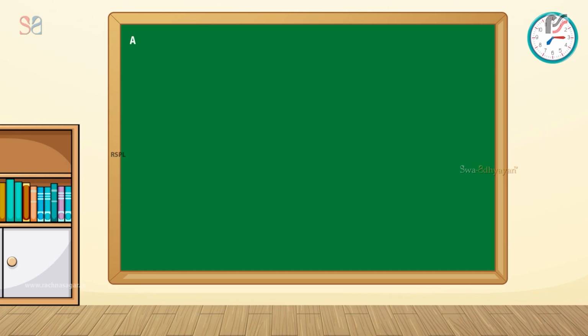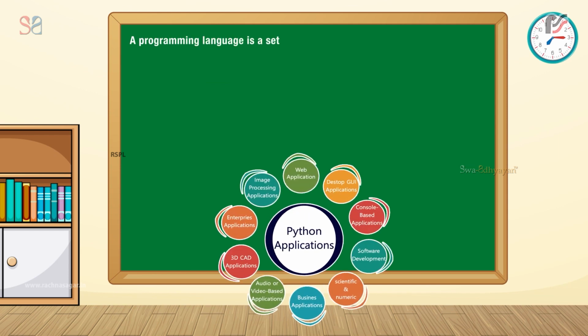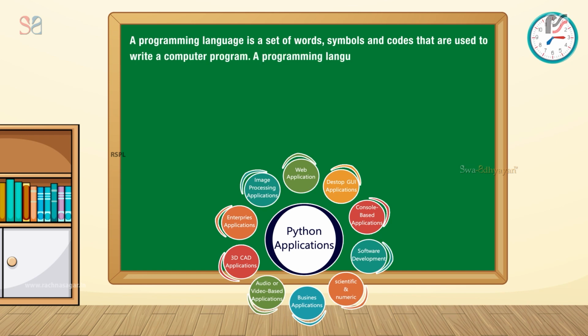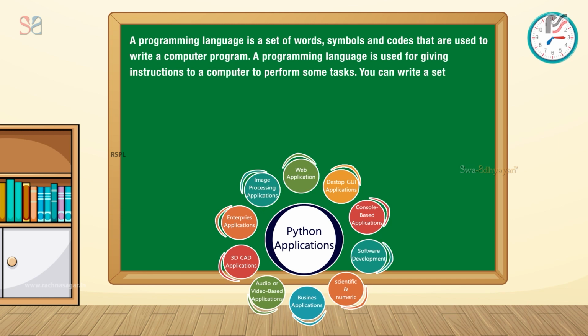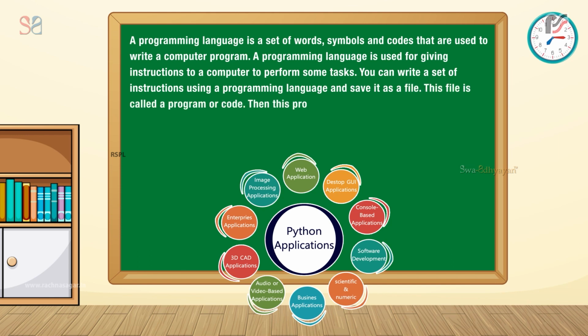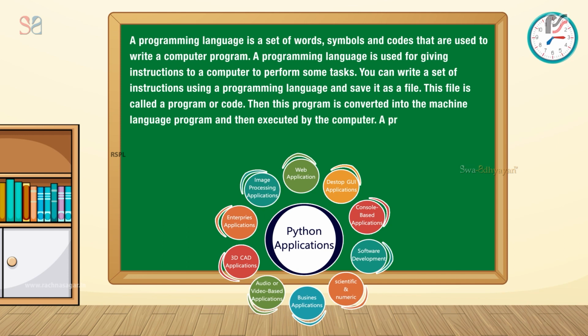So, to begin with, a programming language is a set of words, symbols and codes that are used to write a computer program. A programming language is used for giving instructions to a computer to perform some tasks. You can write a set of instructions using a programming language and save it as a file. This file is called a program or code. Then, this program is converted into the machine language program and then executed by the computer.